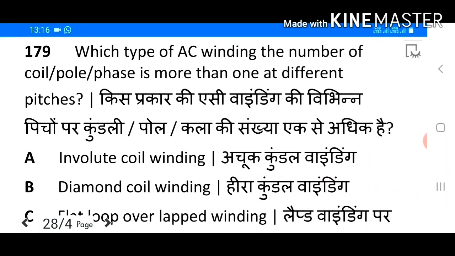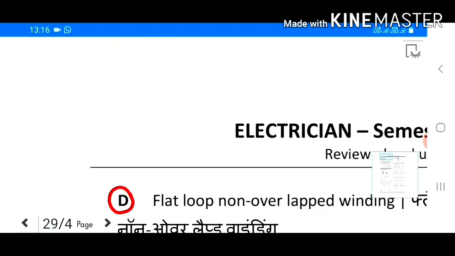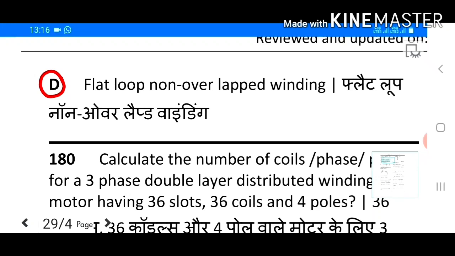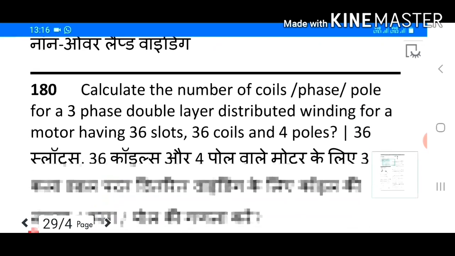179. Which type of AC winding the number of coil, bar pole, bar phase is more than 1 at different pitches? Answer D. Flat loop non-overlapped winding.